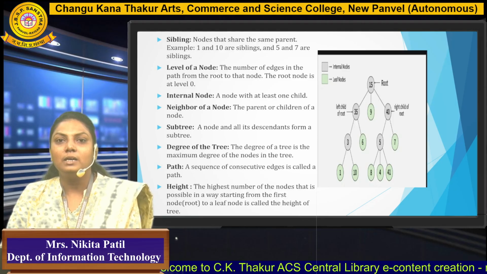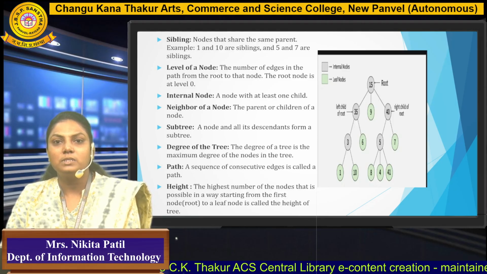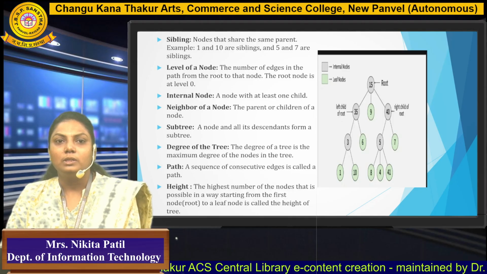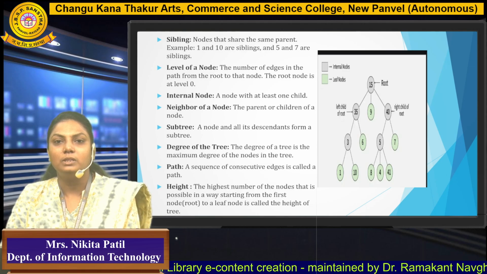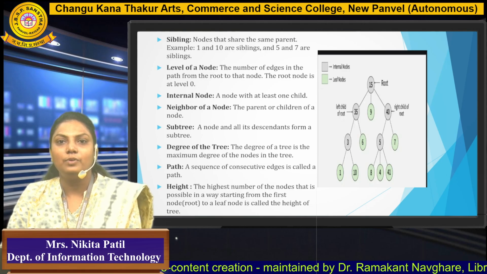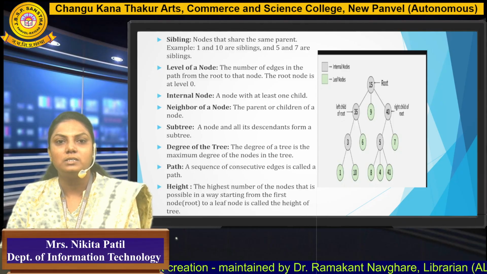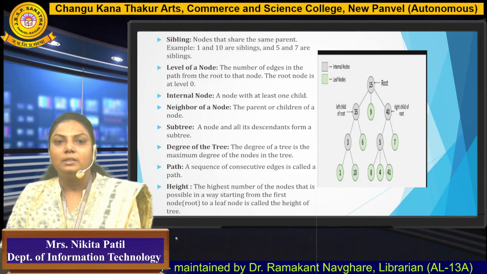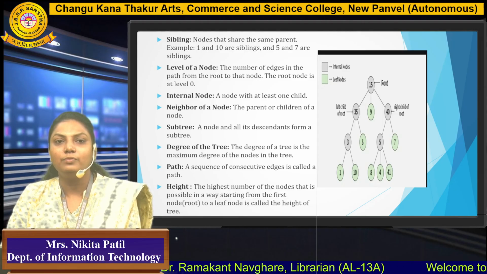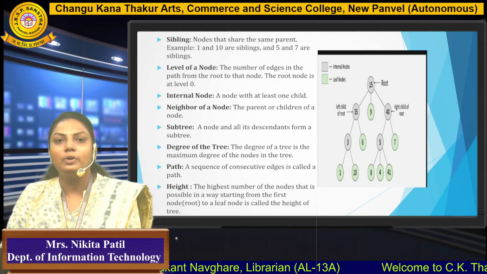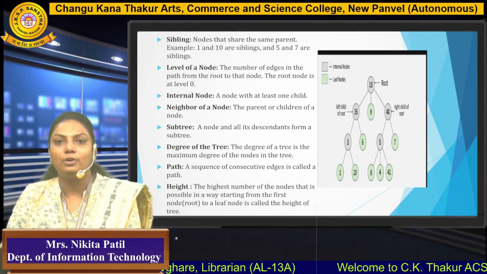We can consider that as the left subtree and the right subtree, that is the path. So it will be derived from 15, 35, 3 and 1. This is your left subtree, and 15, 4, 7, this is your right subtree. Now height: the number of nodes possible in a path starting from the first node to a leaf node is called the height of the tree.